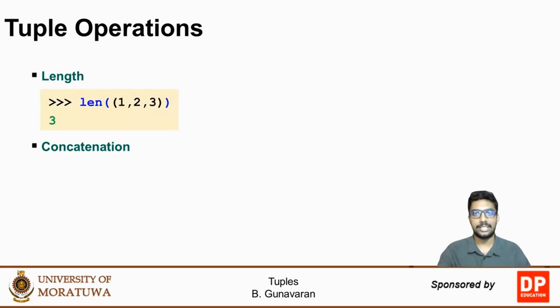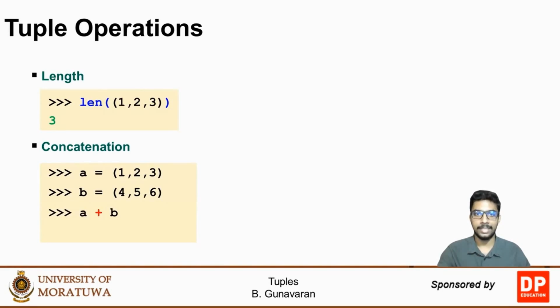The second operation is concatenation, which means joining together. Suppose you have 2 tuples A and B. If we want to combine the contents together, we can achieve it using the plus operator. A plus B will output a single tuple with contents from tuples A and B. You can see in the output that the values 1, 2, and 3 are from tuple A, and the values 4, 5, and 6 are from tuple B.